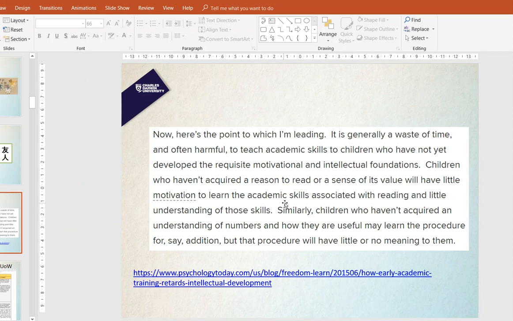The principle here is, they say, that it's a waste of time or even harmful when you teach academic skills to children before they actually have the requisite motivational and intellectual foundations. Right? So that's why you have that creative first, and then maybe a bit of focus work before they actually go right into the nitty-gritty of it to build stronger relationships in their heads.